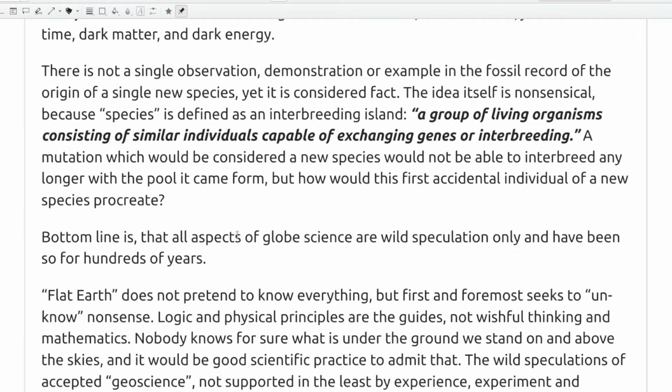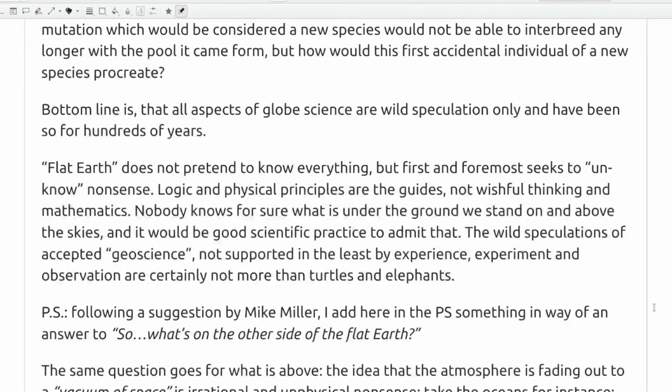A mutation, which would be considered a new species, would not be able to interbreed any longer with the pool it came from. But how would this first accidental individual of a new species procreate? Bottom line is that all aspects of globe science are wild speculation only and have been so for hundreds of years. Flat Earth does not pretend to know everything, but first and foremost succeeds to unknow nonsense. Logic and physical principles are the guides, not wishful thinking and mathematics.